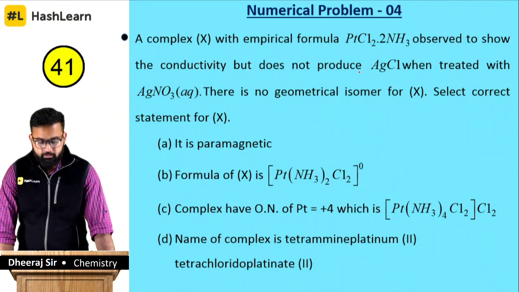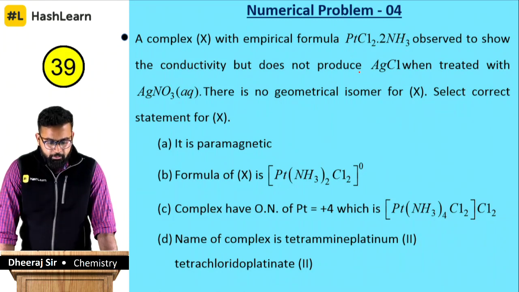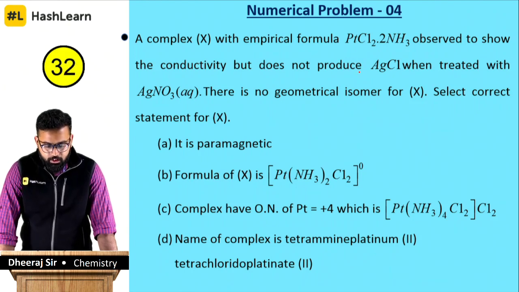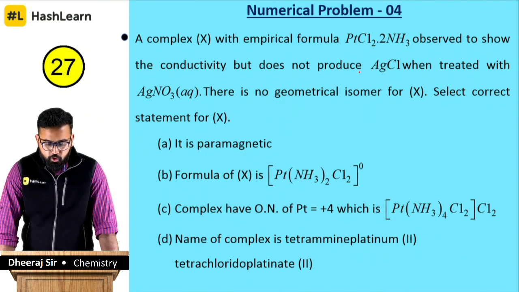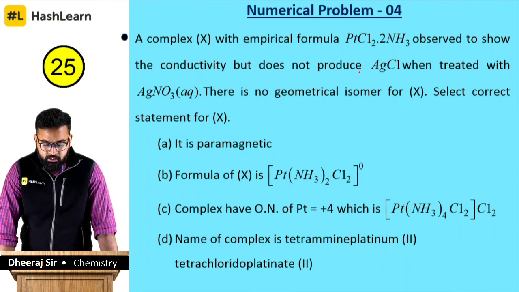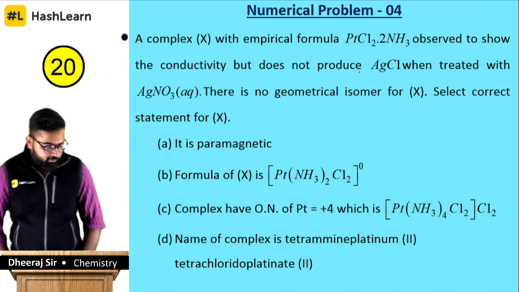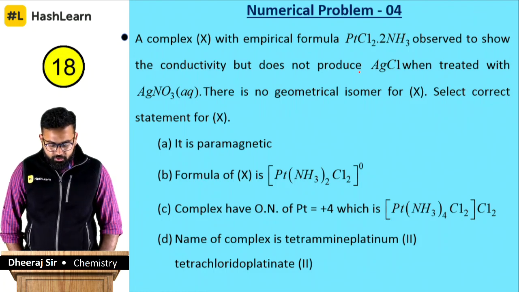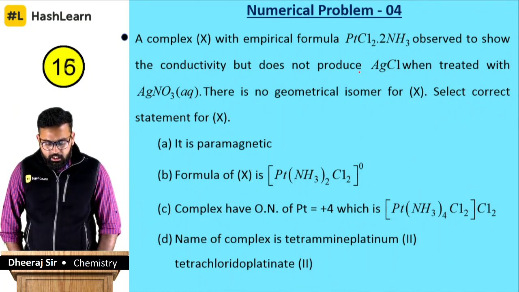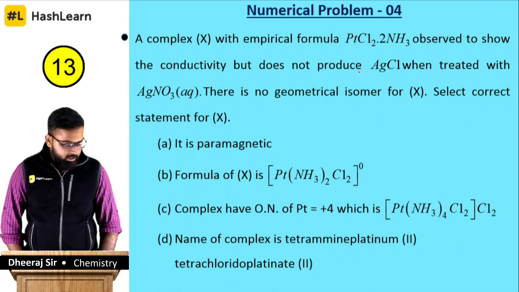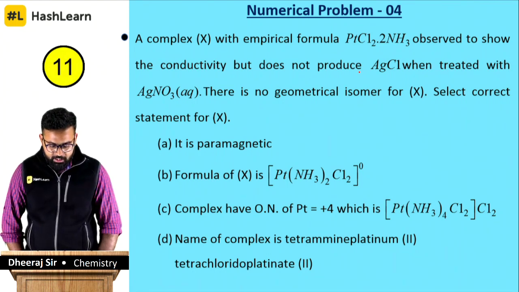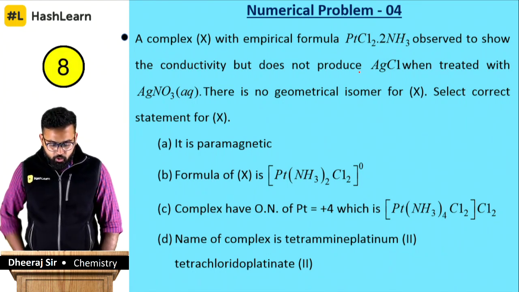Read the problem very carefully. A complex X with empirical formula PtCl2·2NH3 is observed to show conductivity but does not produce AgCl when treated with AgNO3. There are no geometrical isomers for X. Select the correct statement for X. It is paramagnetic. Formula of X is [Pt(NH3)2Cl2]. Complex has oxidation number of Pt equal to +4. Name of the complex is tetraammineplatinum(II) tetrachloridoplatinate(II).